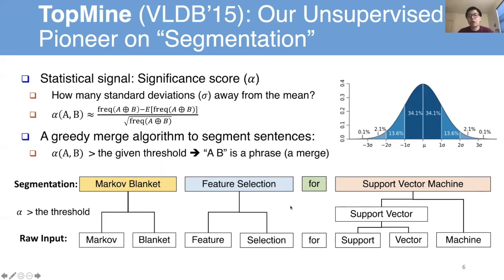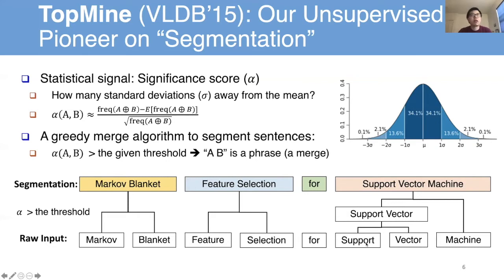We look at every two adjacent tokens in this sentence, and we can compute their alpha scores. If alpha is more than a threshold, then we will merge them as a potential phrase. We will repeat this process until there's no such pair. So in the end, we will know "Markov blanket" is one phrase, "feature selection" is a second phrase, "for" is a unigram, and "support vector machine" is the third phrase.